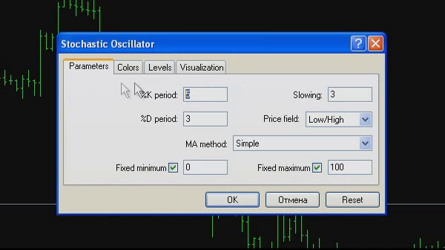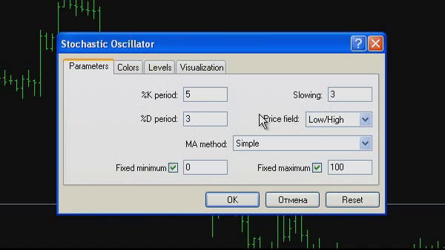The %K period is a period of the stochastic main line, which is often painted as a solid line. Deceleration is a parameter which determines the degree of internal flatness of the stochastic main line, which is drawn with a %K period. If we use the deceleration which equals 1, we will get a so-called rapid stochastic. If the deceleration equals 3, we will get a slow stochastic.